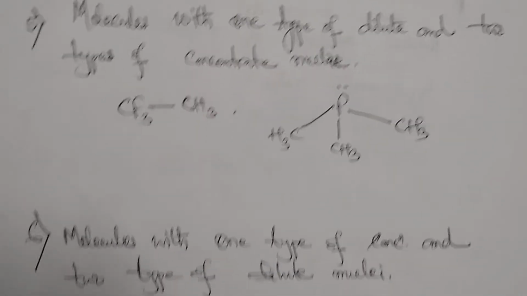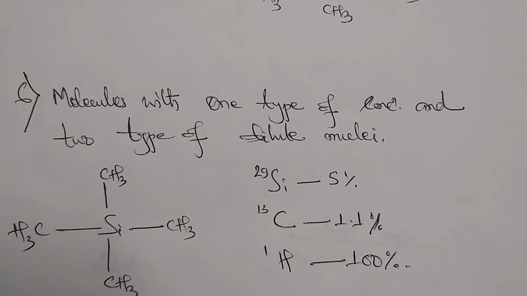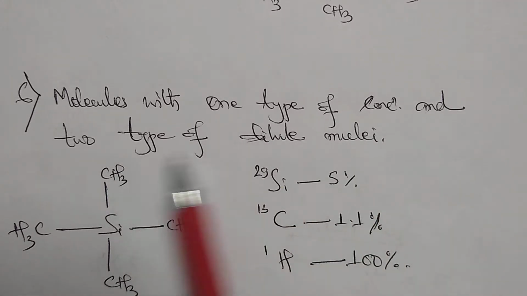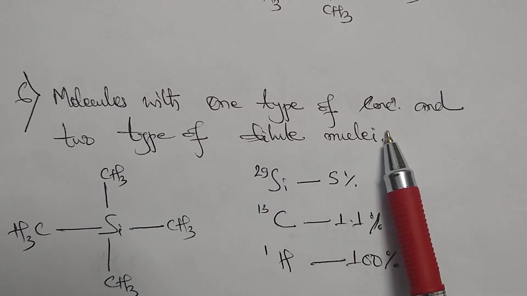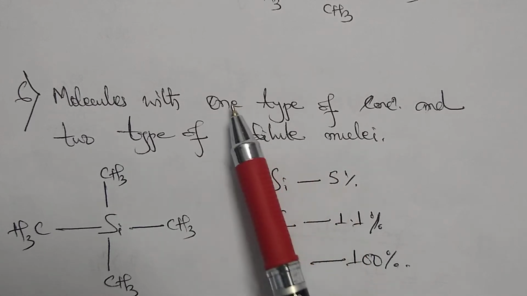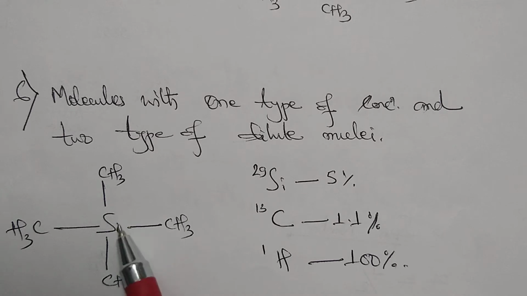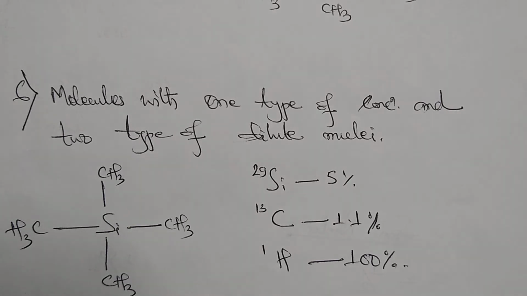With that we can see another category, that is molecules with one type of concentrate and two types of dilute nuclei. Here we have two types of dilute nuclei and one type of concentrate. In this example we have silicon. We know that silicon has isotopes 28Si, 29Si and 30Si.